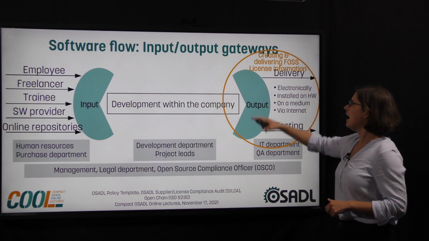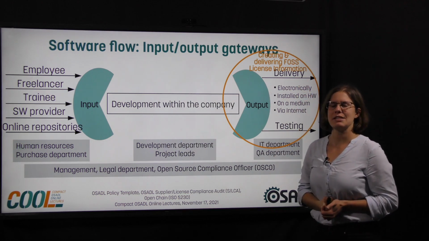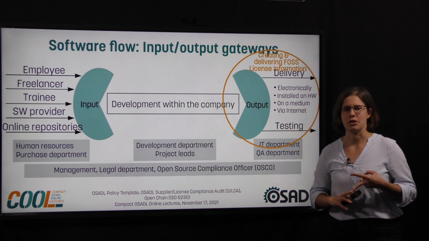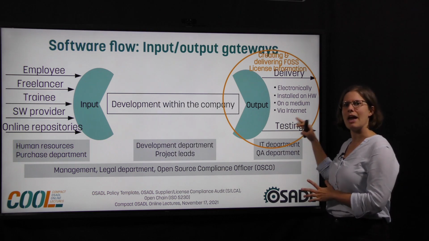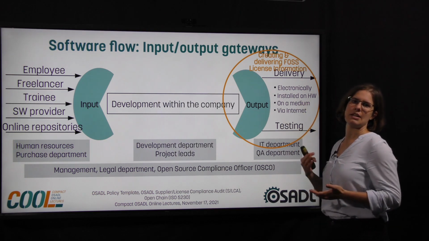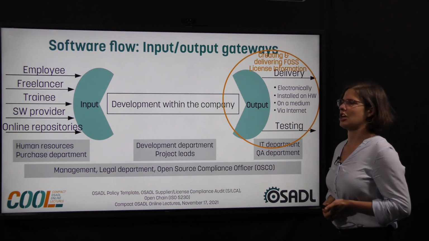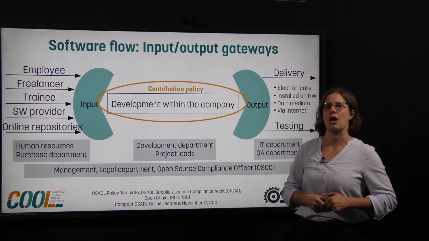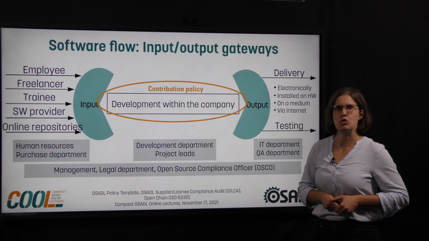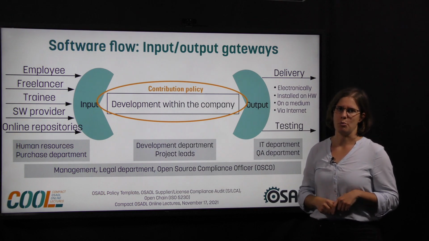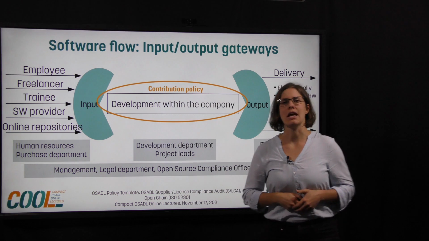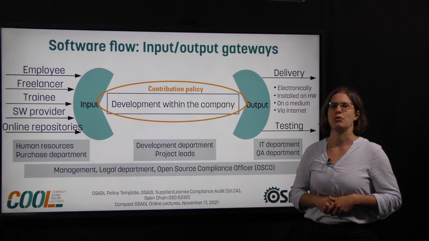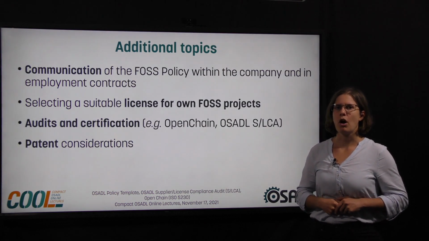Then there's of course creating and delivering FOSS license information, so different use cases of delivering software, different licenses. So here we have all the license obligations and use cases that fall under this chapter. And then of course there is development within the company. This might be touched by open source software in case contribution takes place, contribution to an open source software, and for this we'll need a contribution policy. So this is a short overview of the OSADL open source policy.